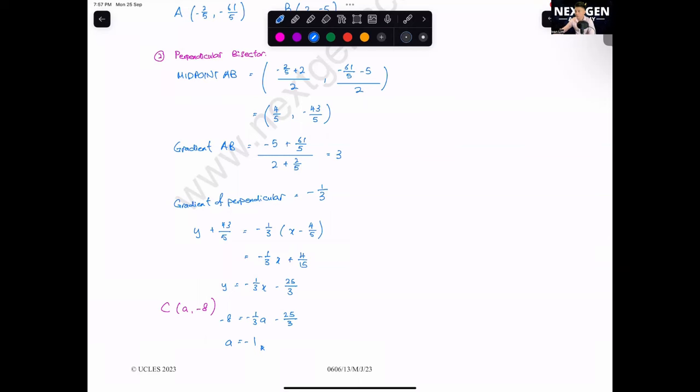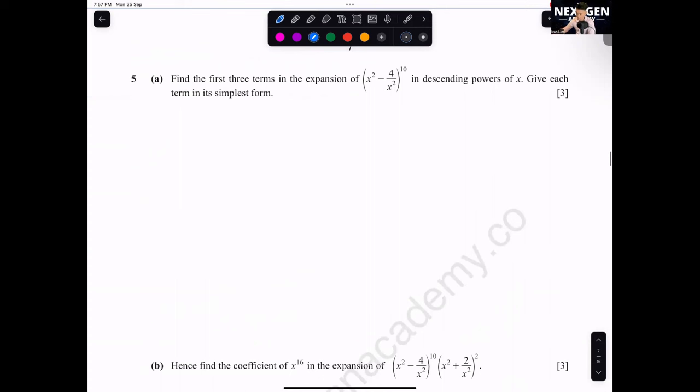Okay, right. Let's go to question 5. Find the first three terms in the expansion of (x squared minus 4 over x squared) to the power 10 in descending powers of x. Give each term in its simplest form.